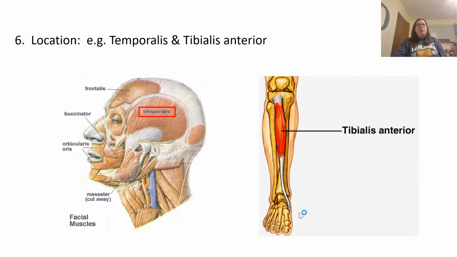Sometimes they're named based on their location. Like here we have the temporalis. The temporalis muscle is on the temporal bone. We also have the tibialis anterior, which is going to run along the tibia on the anterior or front surface. So the tibialis anterior runs on the front side of the tibia. So again, giving you a location and the bone that it parallels or runs with.